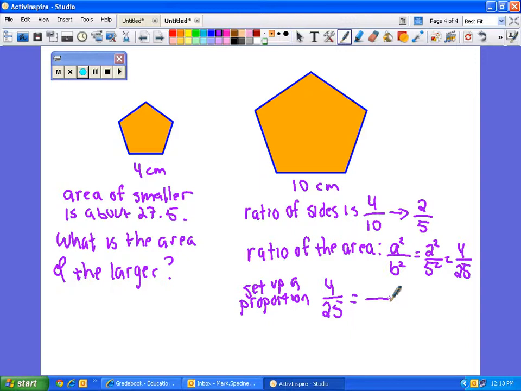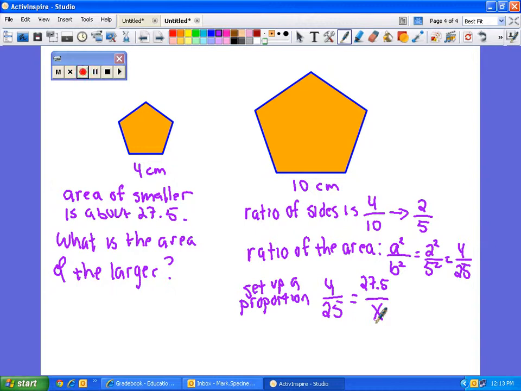Exactly. Remember, these are in the ratio of little to big. So everything related to the little pentagon is going to be on top, and everything related to the big pentagon is going to be on the bottom. So here I have little over big. The area of the little pentagon is 27.5. I want to know what the area of the big pentagon is, so I can call it X. The book happens to call it A. And now I have a proportion.